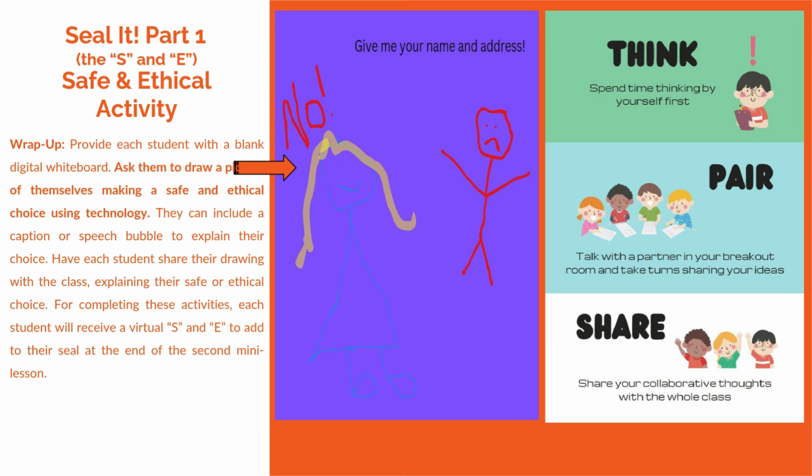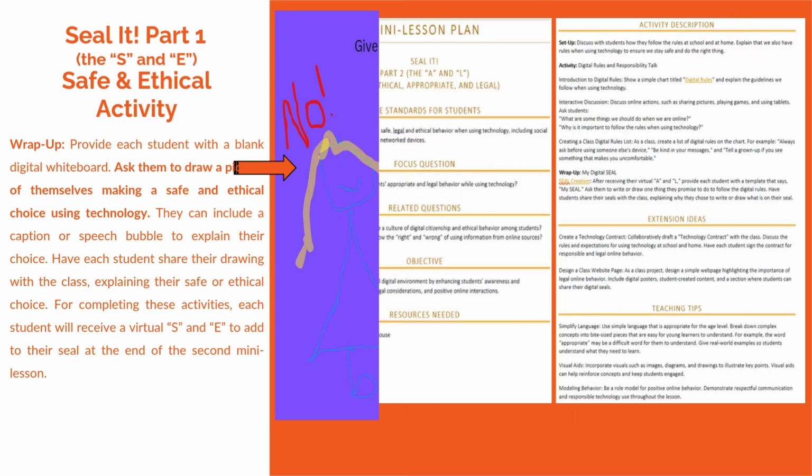So one of the activities was going into a breakout room, and the students had to draw themselves saying or protecting themselves, being safe and ethical online. And this young student decided that they would draw the bad guy asking for information about themselves, their address or their email address, whatever it was. And the student drew herself here and wrote down no. I love that.